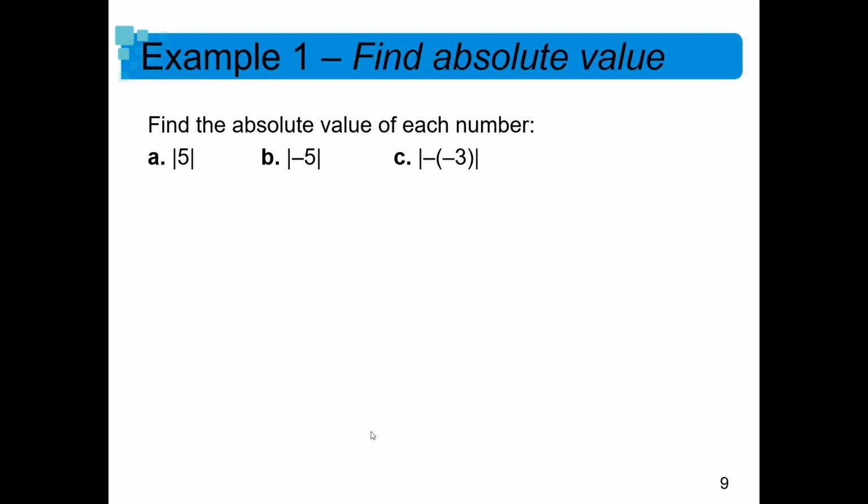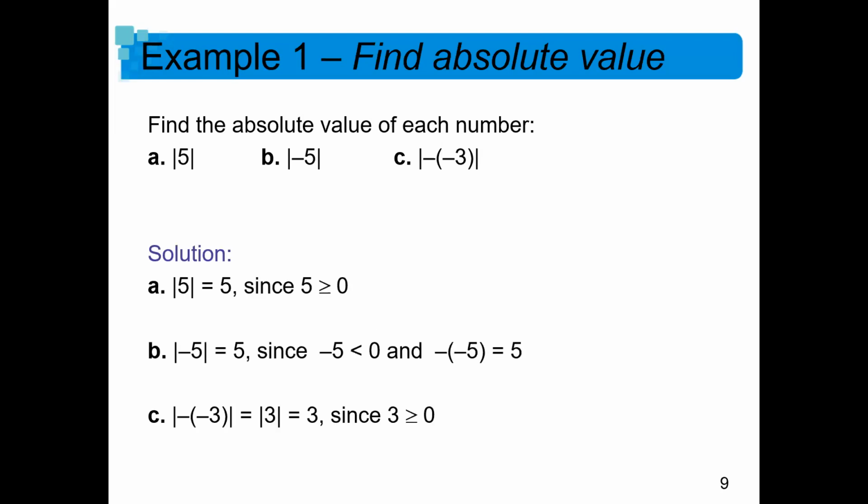Okay, so let's answer the following. Find the absolute value of each number. For letter A, the answer is 5. For letter B, the answer is still 5. So if you have a negative number inside absolute value brackets, then you have to convert that to positive. And letter C as well. Now, if we evaluate the number negative 3, that's actually equal to positive 3. And then if we take the absolute value of that, that still gives us positive 3. So everything here is just positive.